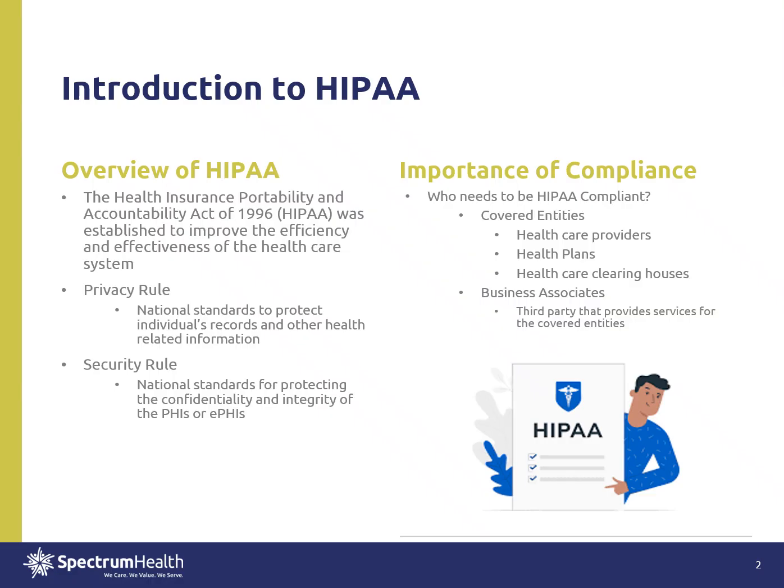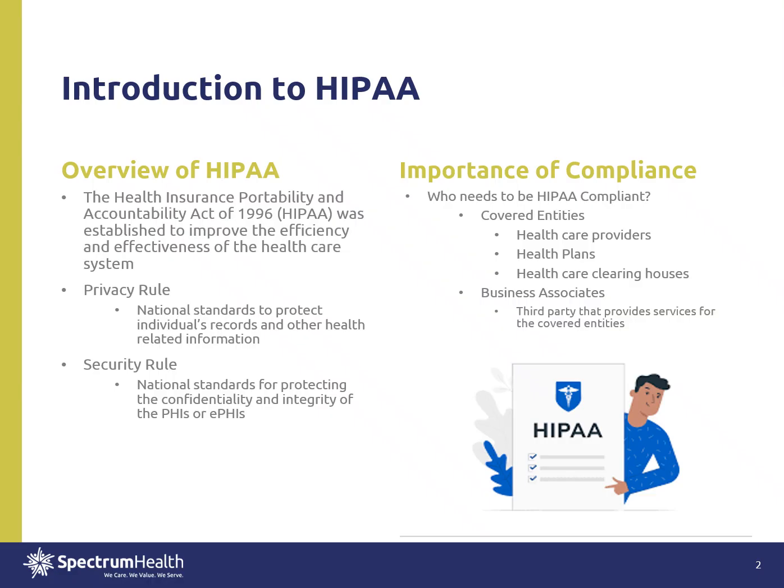HIPAA includes two key rules. The privacy rule, which sets the limits on how PHI can be used or shared, and the security rule, which applies to electronic PHI, known as ePHI, and outlines how we must protect it using technical, physical, and administrative safeguards.